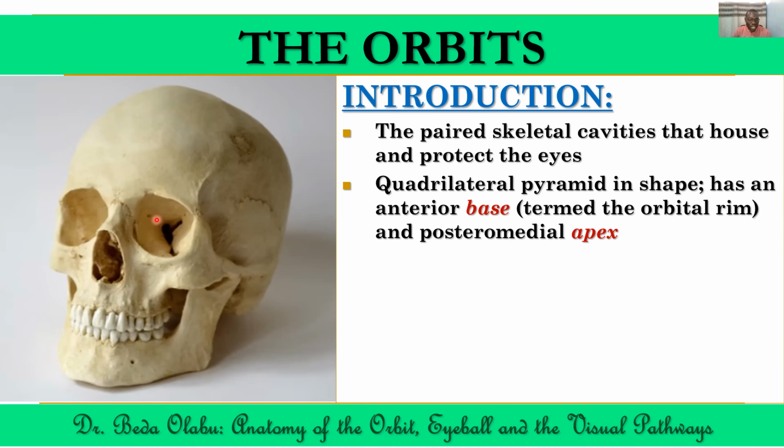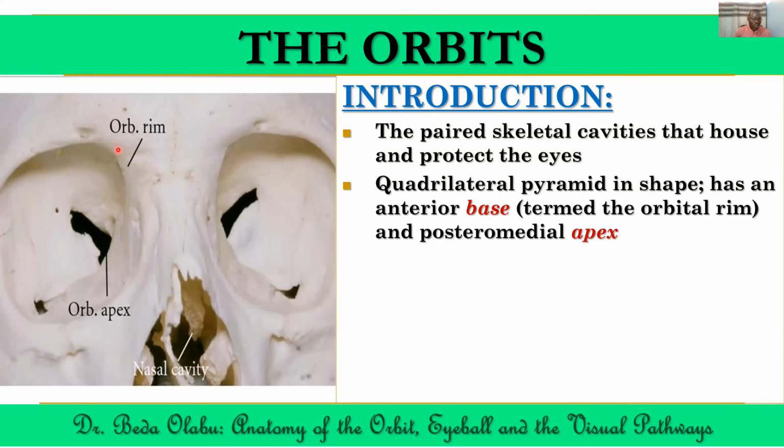The base is actually anterior, and this is the base. The base of the orbit is termed the orbital margin or the orbital rim. The apex of the orbit is this region here, where a number of structures enter or leave the orbit. Generally, the apex is posterior-medial, which means not directly posterior with respect to the base, but posterior-medial. That tells you a lot about the orientation of the medial wall and the lateral wall of the orbit.